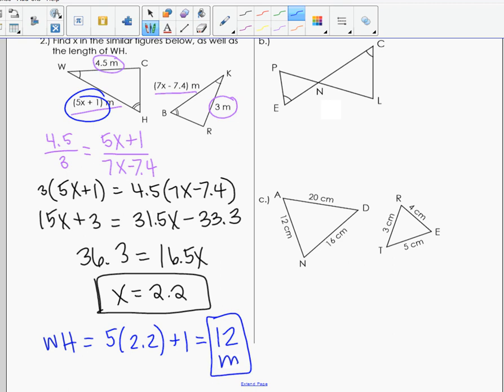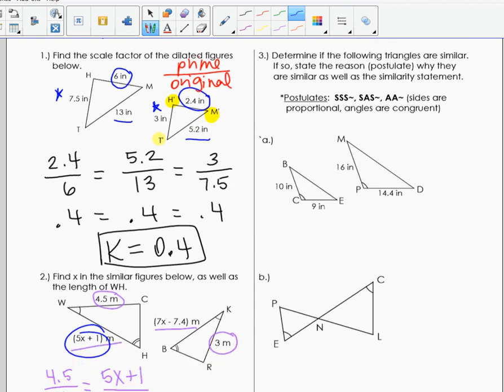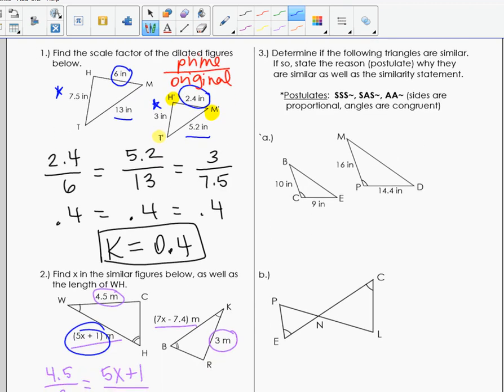Okay. All right, so that was quick similar figures. Now we're going to start talking about postulates. So there were, this is determine if the following triangles are similar. If so, state the reason, which is the postulate.